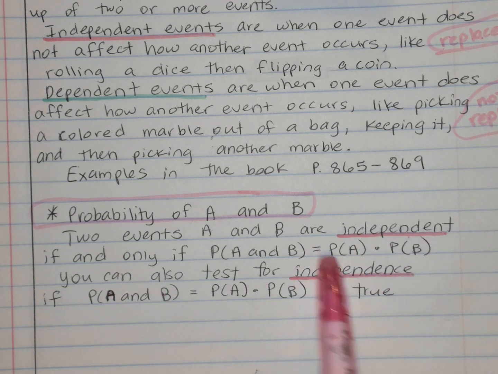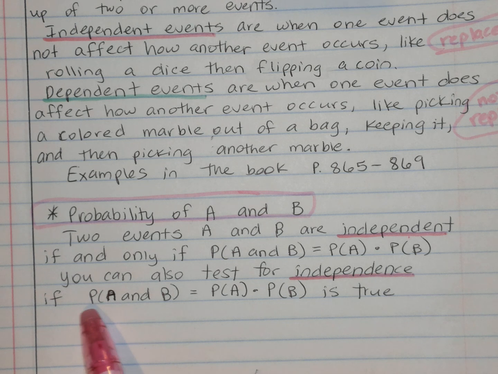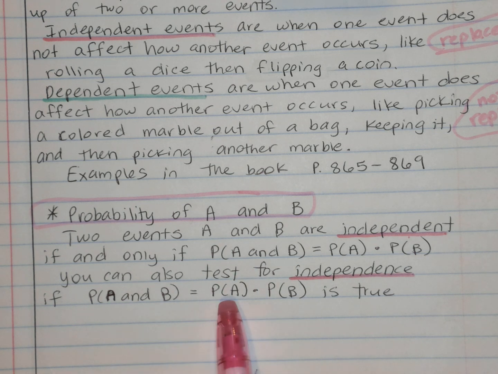And then you can use this to also test for independence. So if you know probability of A and B, if they give you a number, and then you know their separate probabilities, you can test for independence to see if this is actually true. I think there are some examples like that too in the book. We'll go to those in a second.